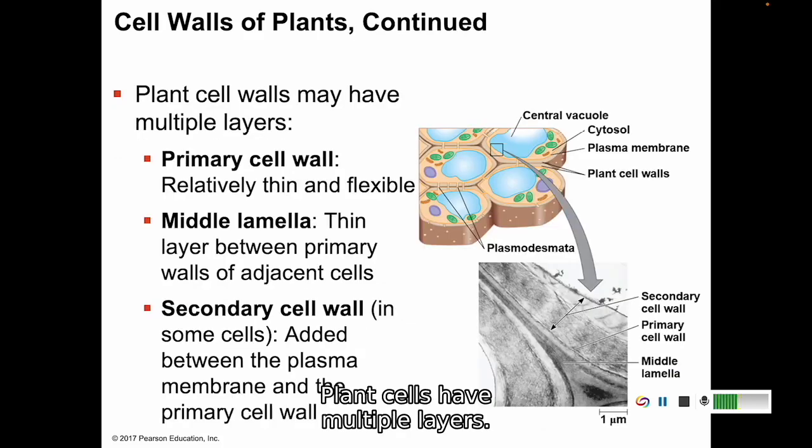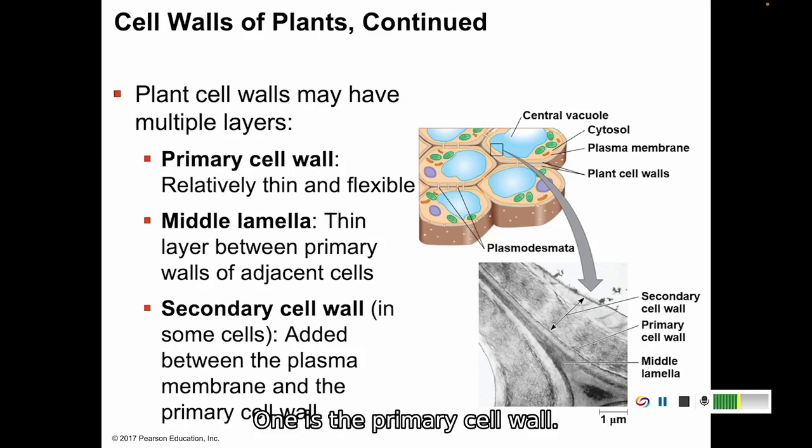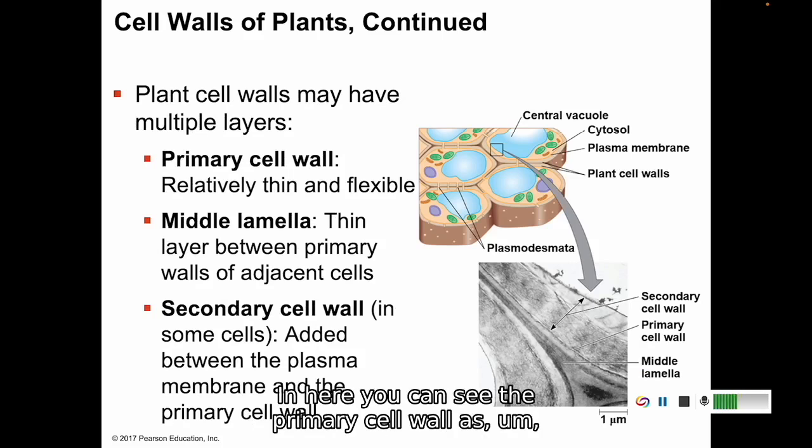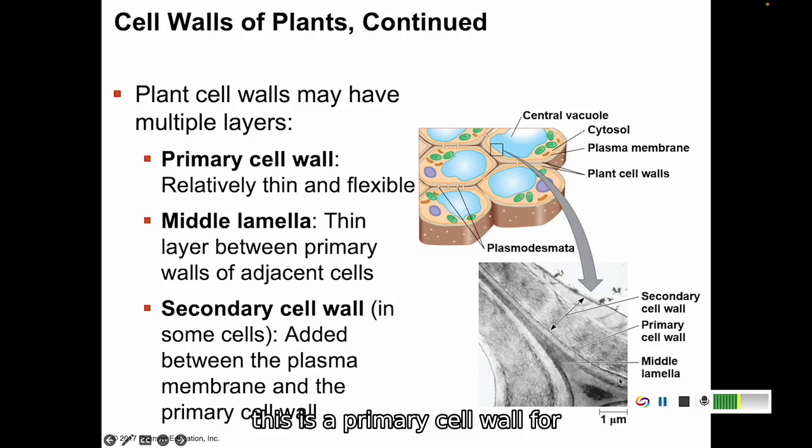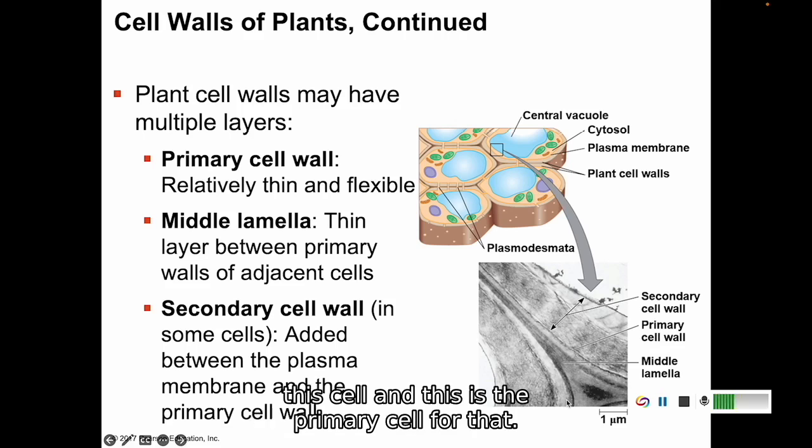Plant cells have multiple layers. One is the primary cell wall. In here, you can see the primary cell wall: this is a primary cell wall for this cell, and this is a primary cell wall for that cell. It's pretty thin and flexible.